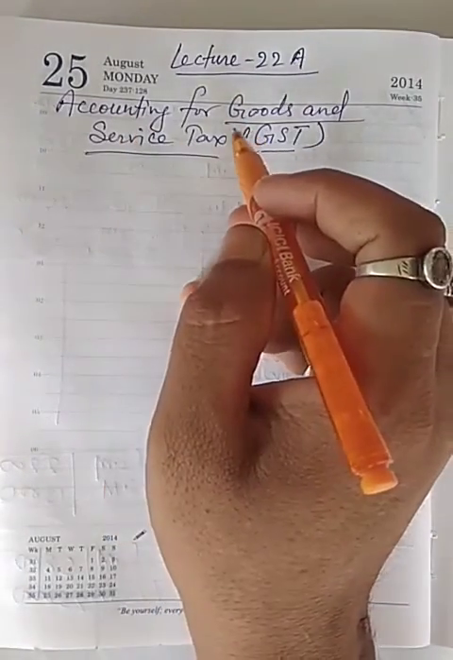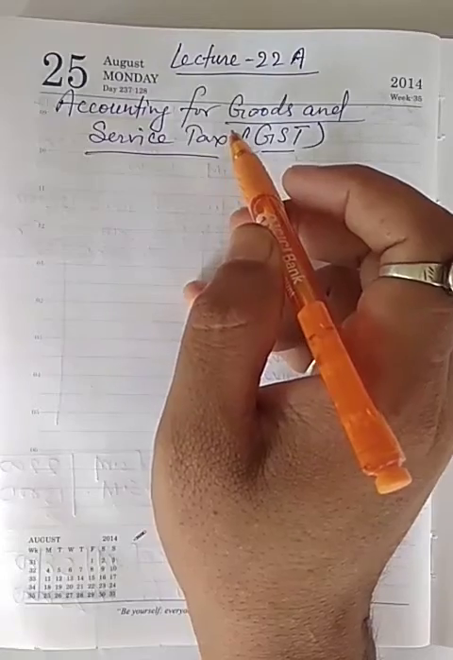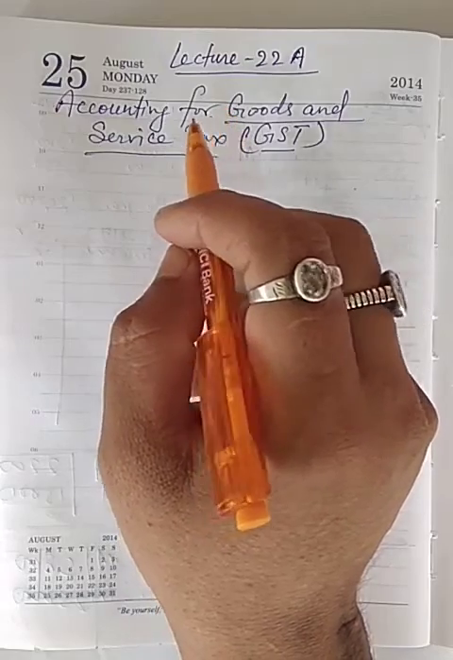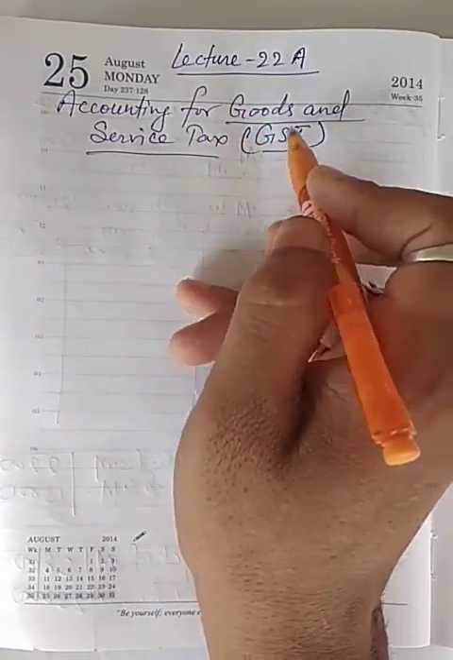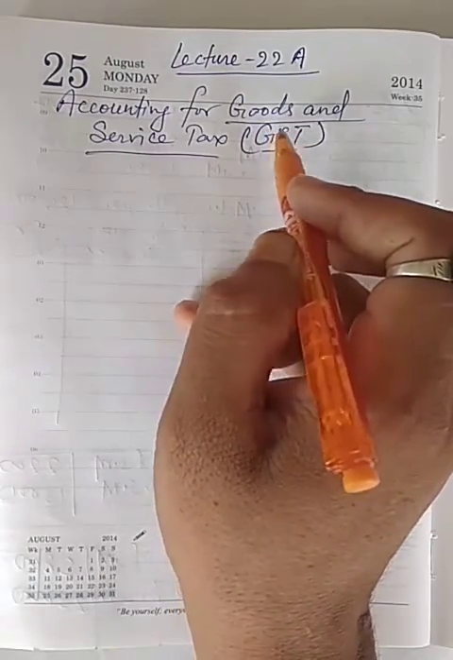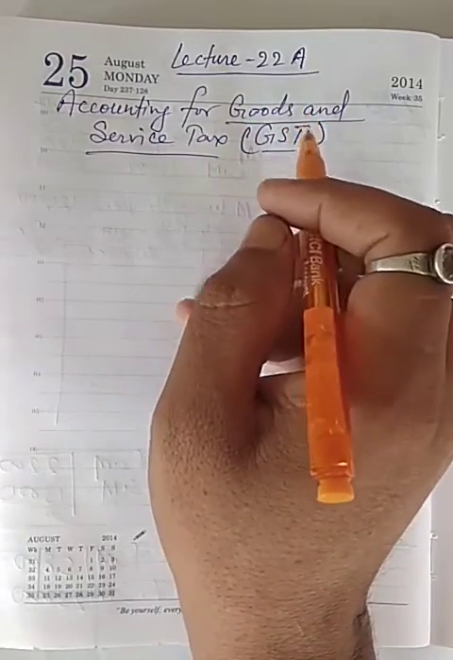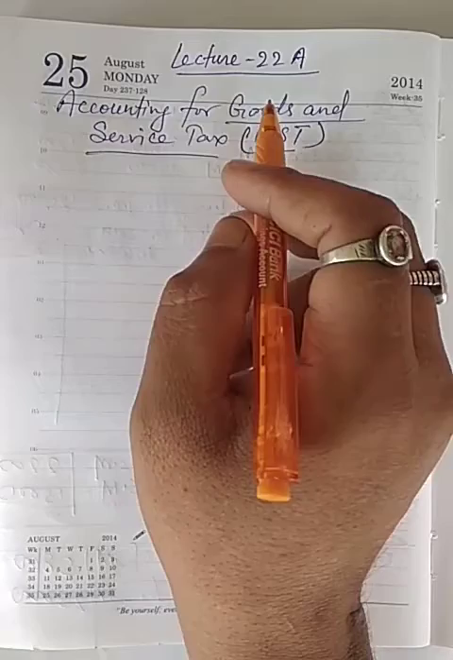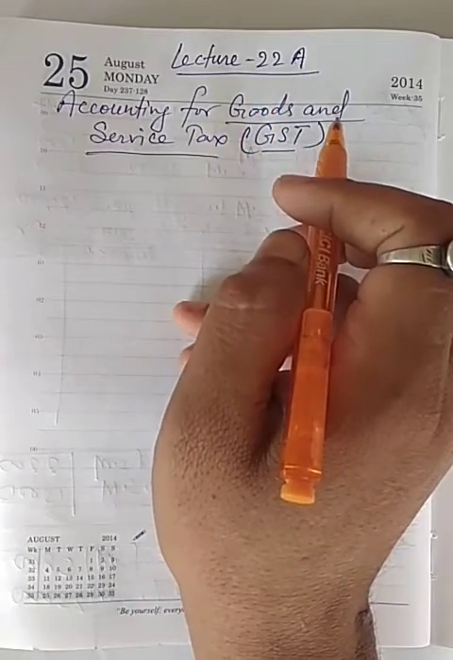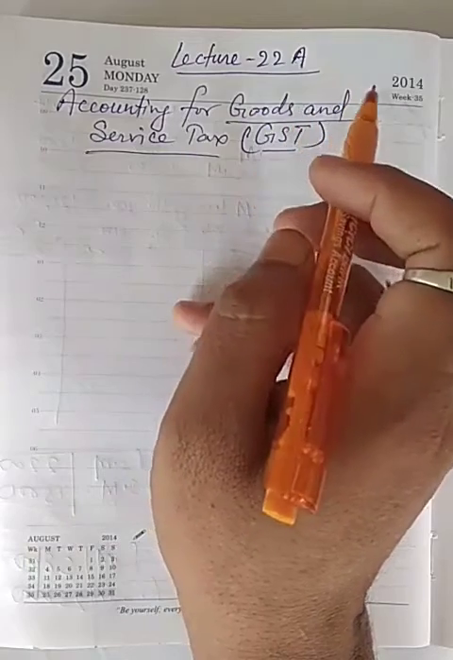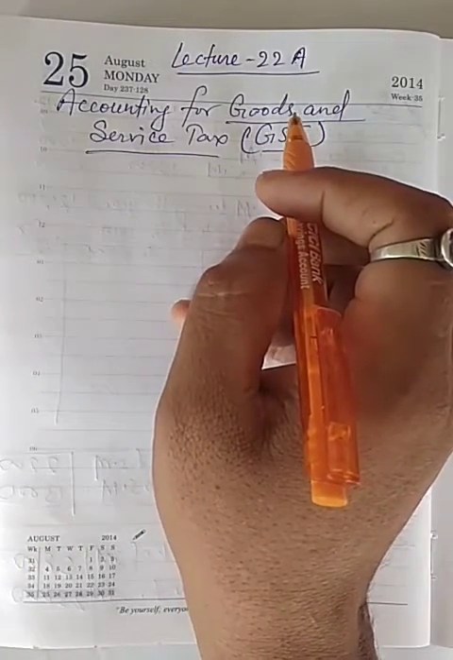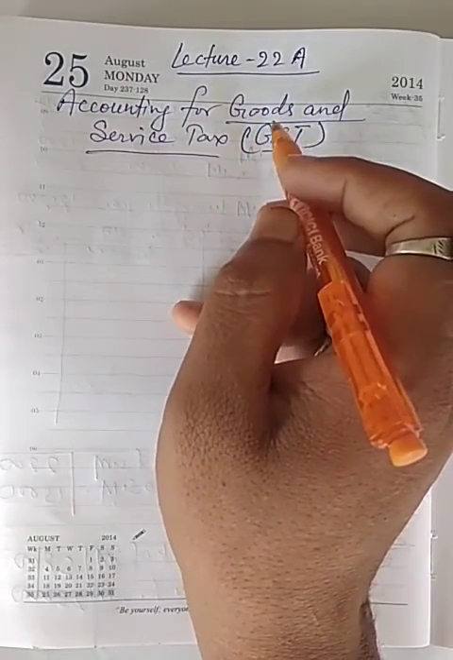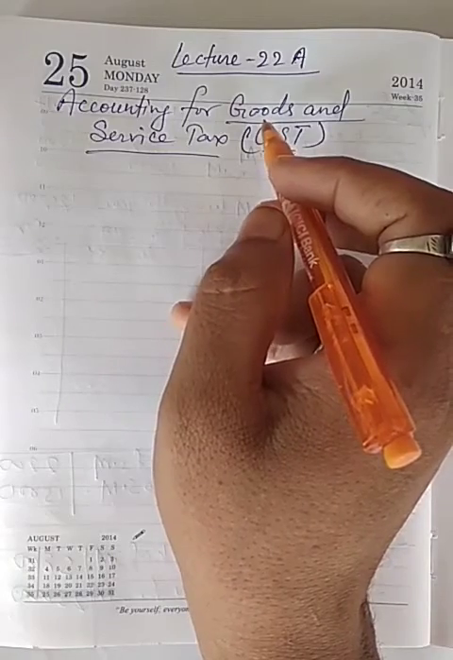In this chapter, our learning objectives will be: meaning of GST, taxes merged into GST, GST rate structure, objective or advantage of GST, types of tax under GST, and accounting procedure. So today I will teach you the theoretical part of GST.